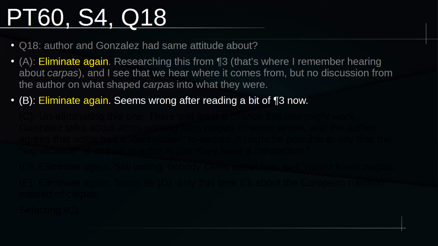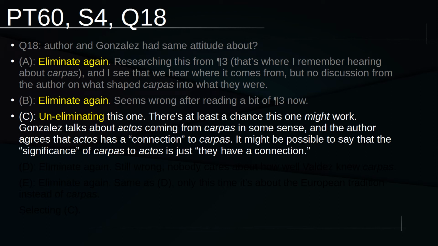B also similarly messes up its second chance. It seems really wrong after reading a bit of paragraph 3 at this point. Yeah, just nothing about motives as to why these historians would have exaggerated Valdez's role. C, I think I'm going to have to uneliminate this one. Hopefully it'll be the only one that survives the second pass. There's at least a chance that this one might work. Gonzalez does talk about Octos coming from Karpas in some sense, in the stuff that we just reread for answer choice A.